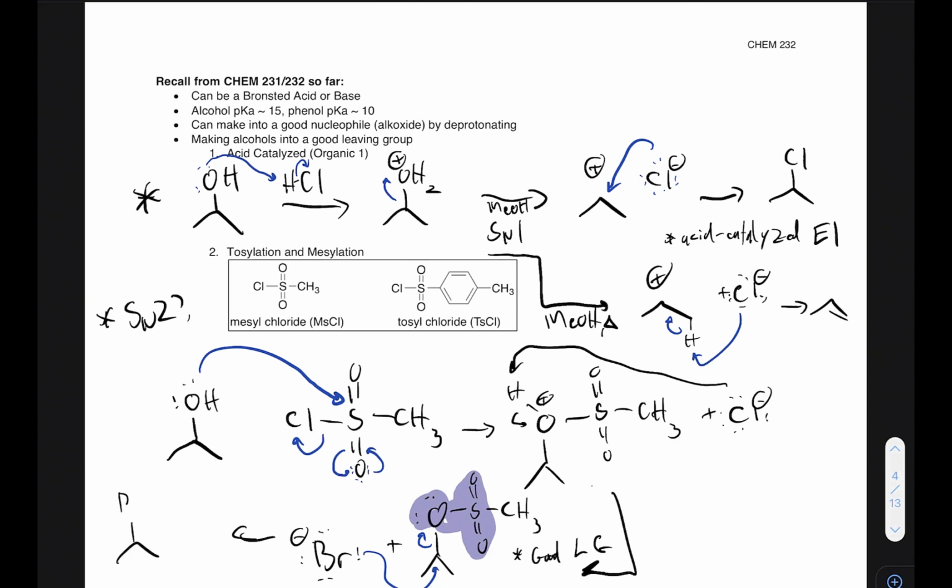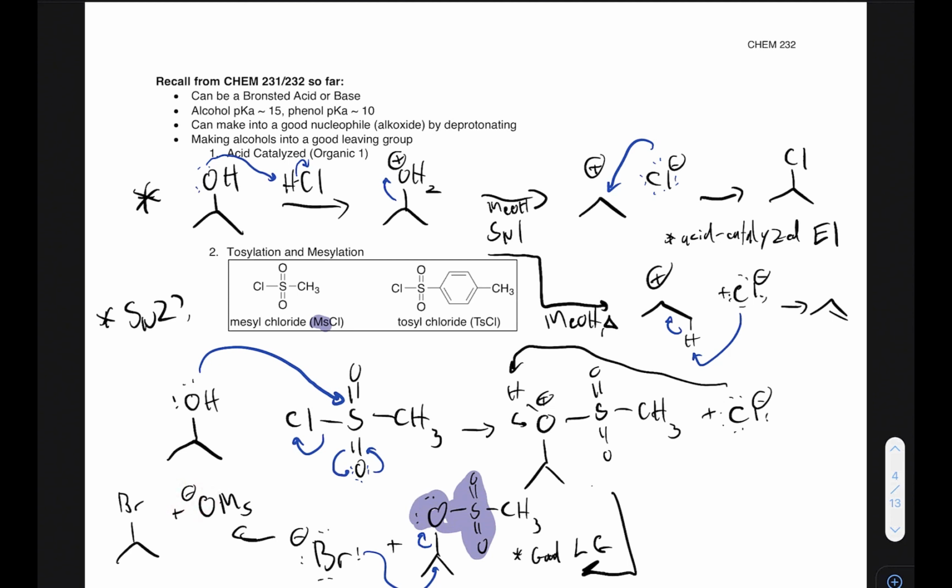And we can abbreviate this whole sulfur business as just Ms, like we have up here, that mesyl group. And then you can see this O minus attached to sulfur and these oxygens, there's a lot of resonance, so it's a very stable leaving group.